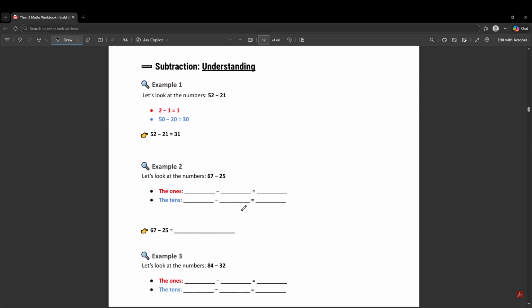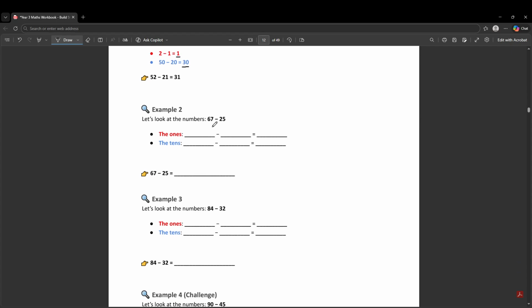Great. So, for our first example, 52 minus 21. 2 minus 1 equals 1. 50 minus 20 equals 30, as we take our ones position and our tens position.